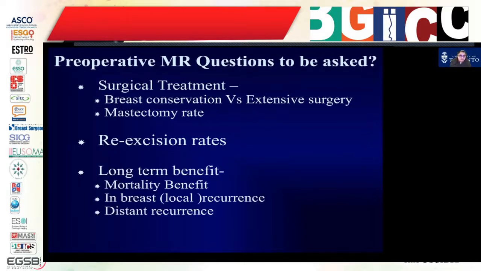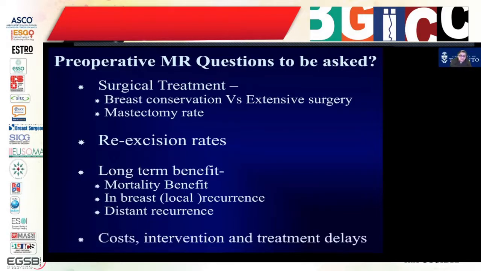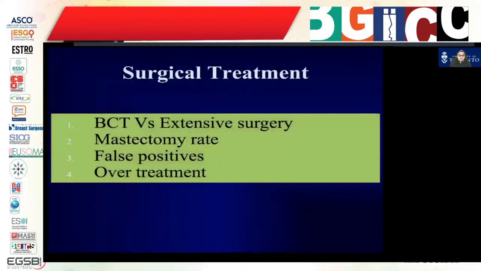And what is the long-term benefit? Is there mortality benefit? Is there benefit in local control? Is there a benefit in distant recurrence? And then, of course, cost, availability, intervention, second look ultrasound facilities, MR biopsies, and treatment delay. So these are the key points that we should address before we can decide whether we should be doing preoperative breast MRI or not. So let's look at surgical treatment.